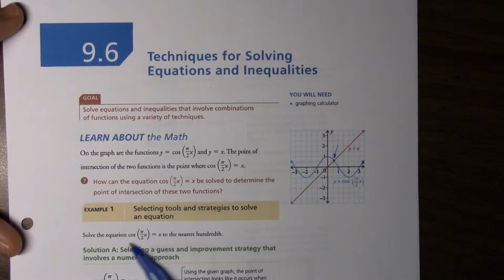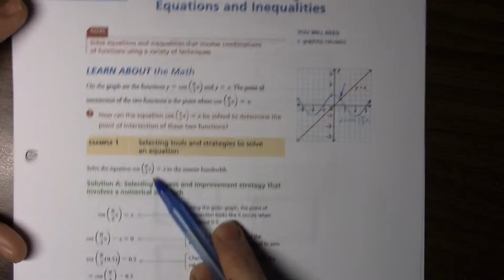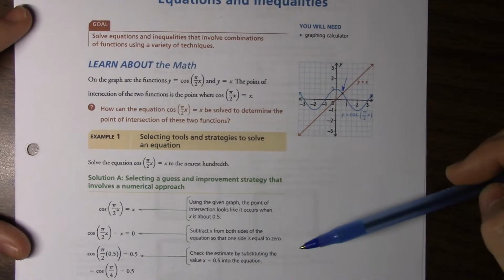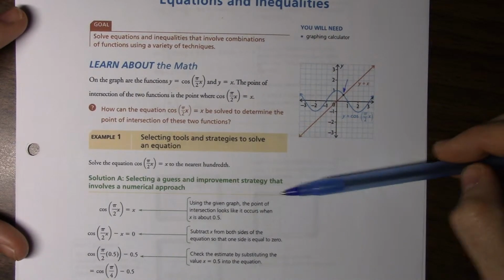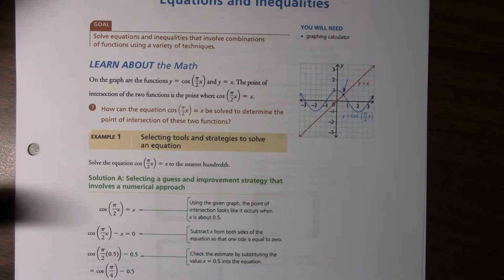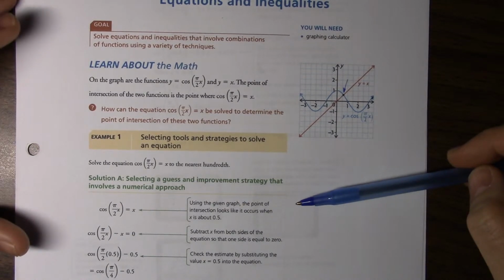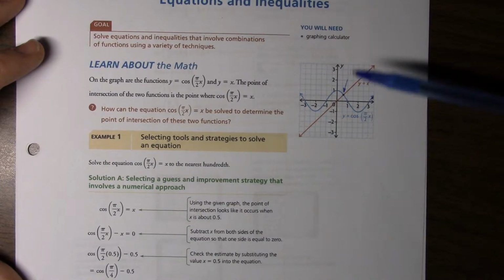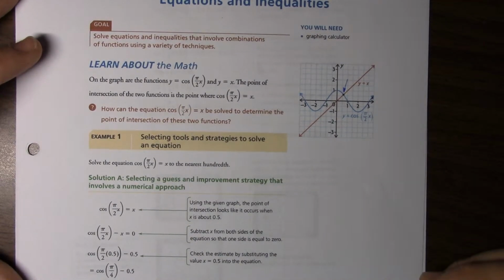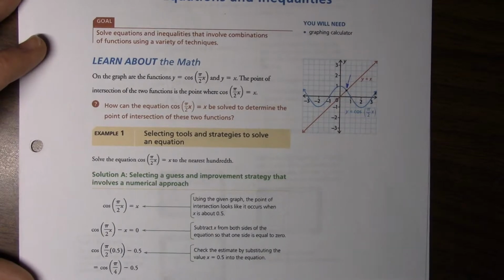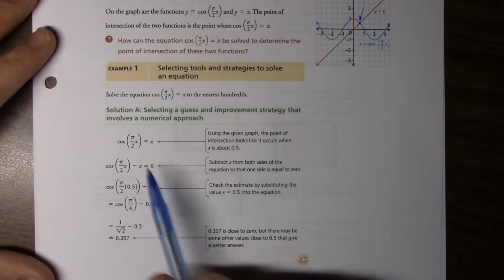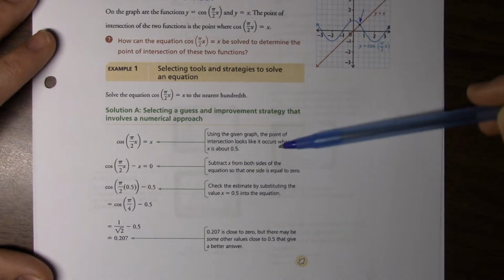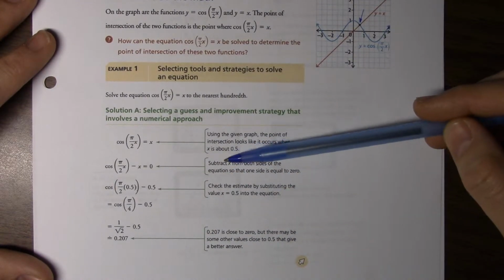So the question says, solve the equation cos pi over 2x is equal to x to the nearest hundredth. There are a few ways we can do that. Two of them involve graphing calculators, so of course we need to have that graphing app. If you haven't already downloaded one, make sure you do. We just have to know the process of finding these through our graphing calculator. The first one, however, is guess and test. This is the only one we can do on paper.